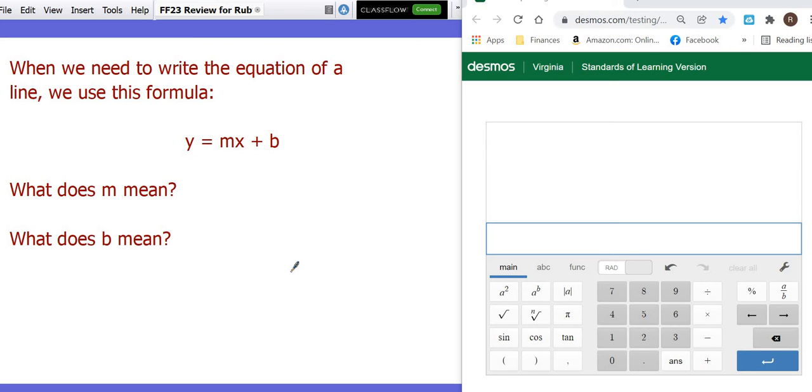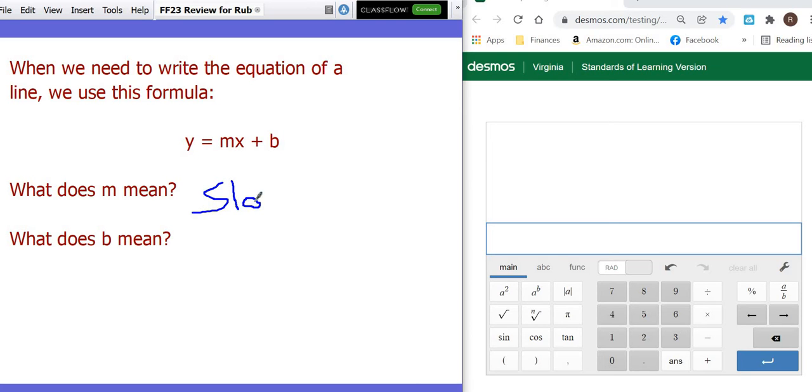Okay, so this is the last review video for Flashback 23. When we need to write the equation of a line, we use the formula y equals mx plus b. And we need to remember what m stands for. Well, m stands for the slope.